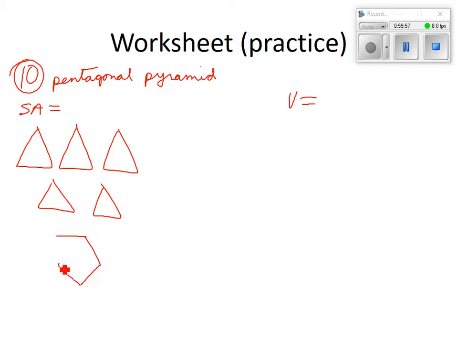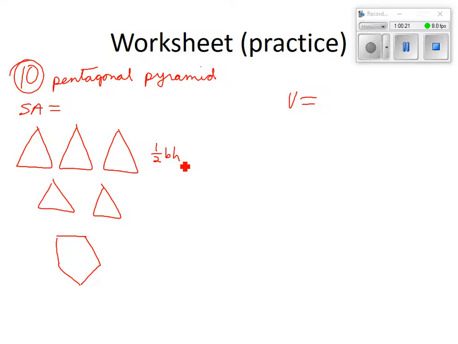Pentagon. So what's the formula for area of a triangle? Half base times height, right? Make sure you know all these formulas. Look them up on your packet there. So looking at the triangle, we need a base and a height. How are we going to find the base and the height?